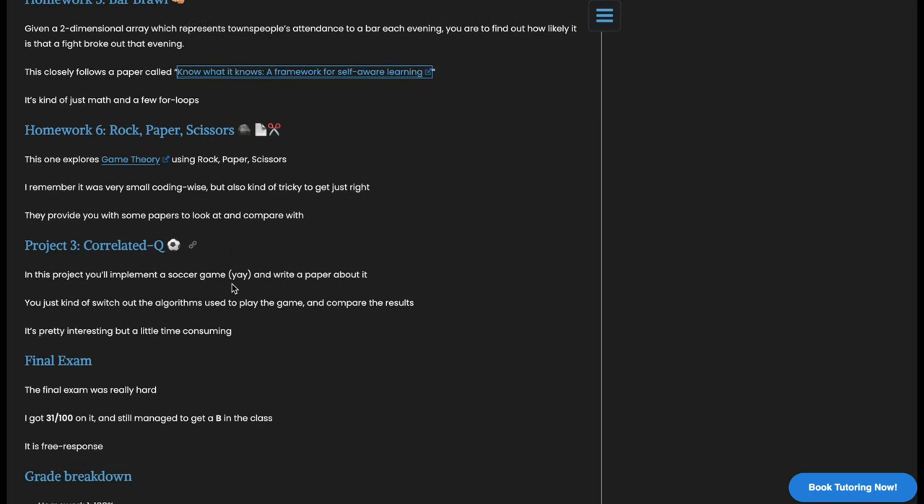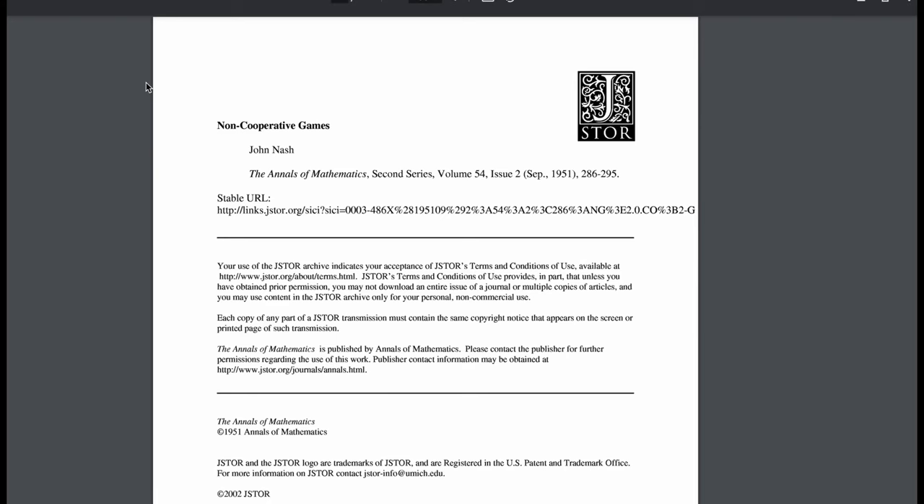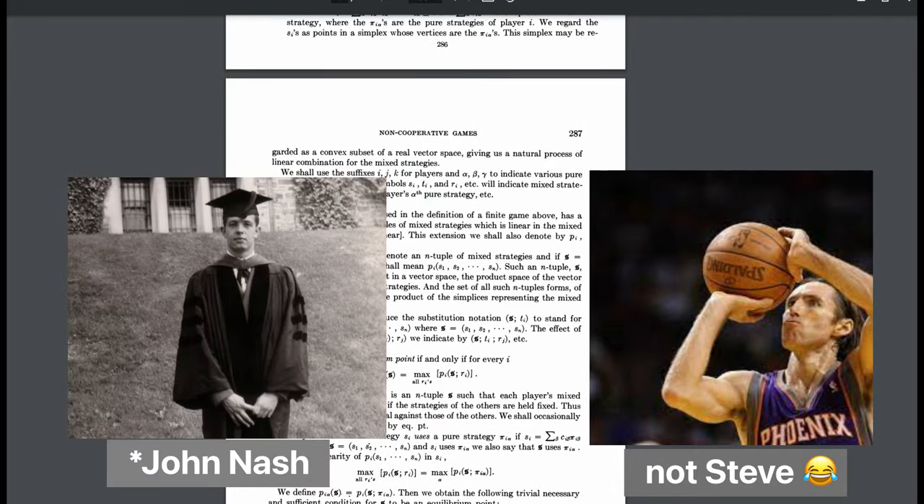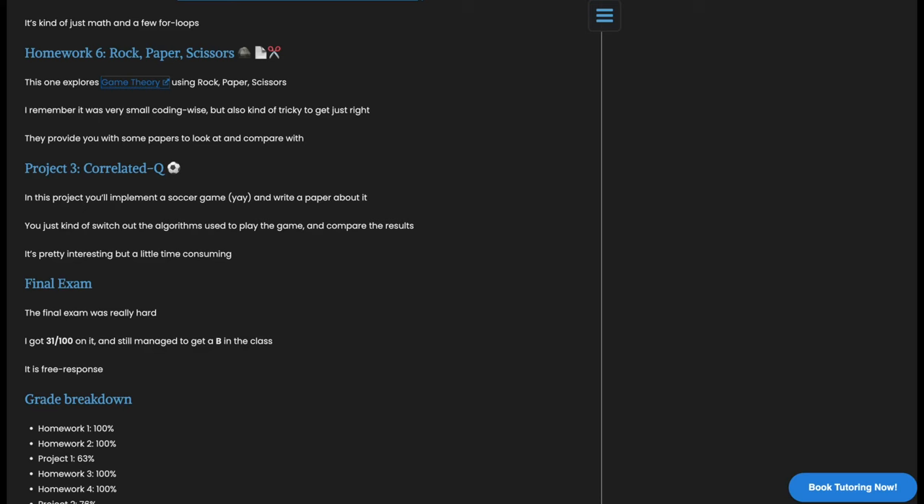All right, number 6, rock, paper, scissors. You're also going to explore game theory in this class, which is pretty cool. Nash wrote this originally, and he's pretty interesting because he was crazy smart and didn't really have a ton of credentials necessarily, but he wrote something incredible. Game theory came from that, and you're doing this with rock, paper, scissors. You're going to find out what the Nash equilibrium is for this game, and it's a little confusing, but it's like 3 lines of code. It's not that much coding.